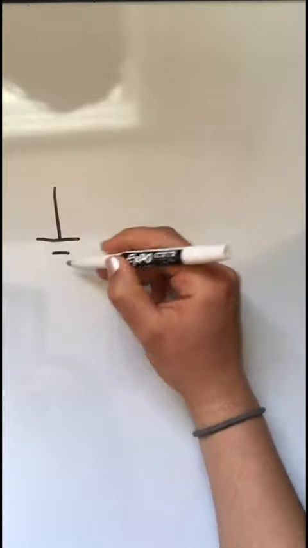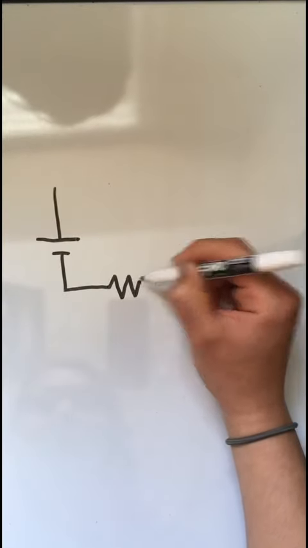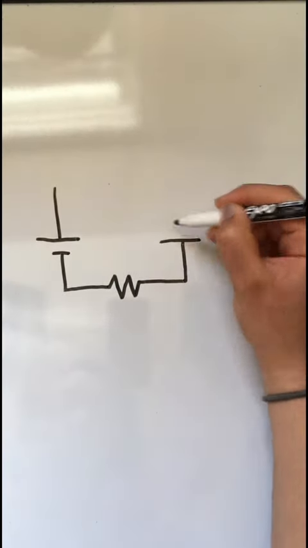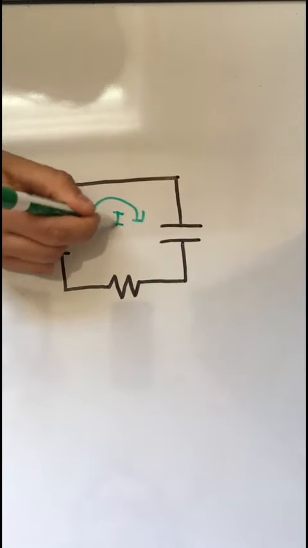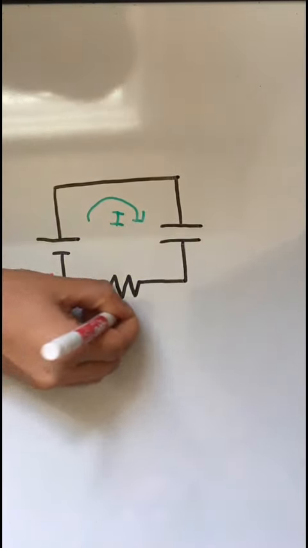First, let's start off with the basics, an RC circuit. First we have our battery, then we have a resistor, and then we have a capacitor connected in series. Something you need to remember is that current flows from the positive terminal around the circuit, and the actual flowing is done by electrons in the opposite direction.